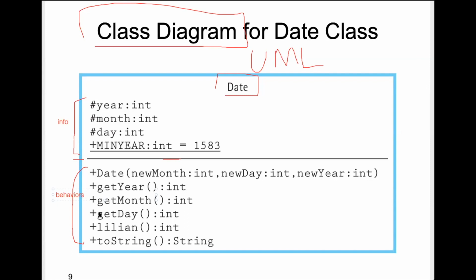All right, so you have properties on top and behaviors on the bottom. These plus signs mean that these are public, and if there's a minus sign, that means it is private. So there's nothing private about these. These are all public methods here. And these are the protected information that we pull off of the date, as well as your constant.